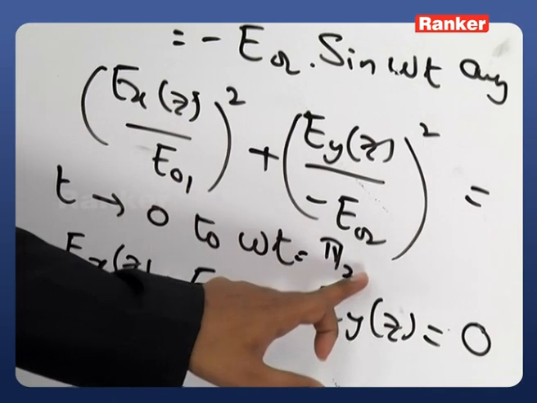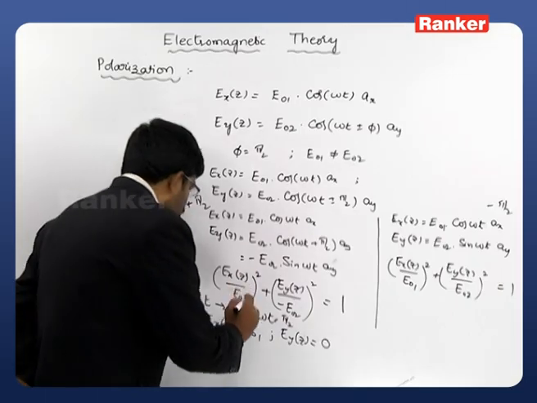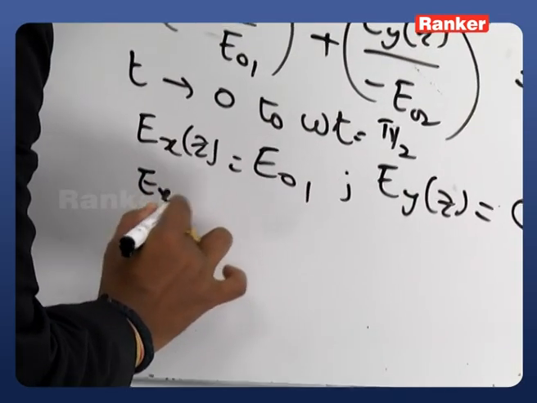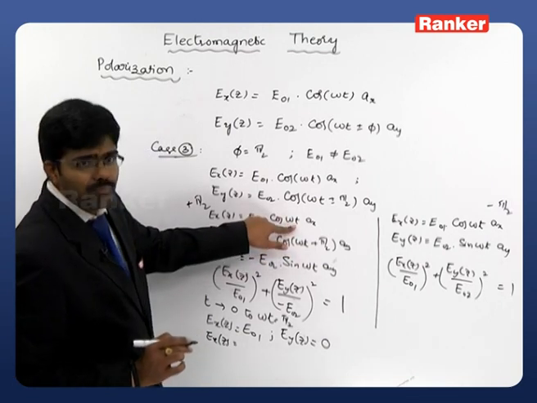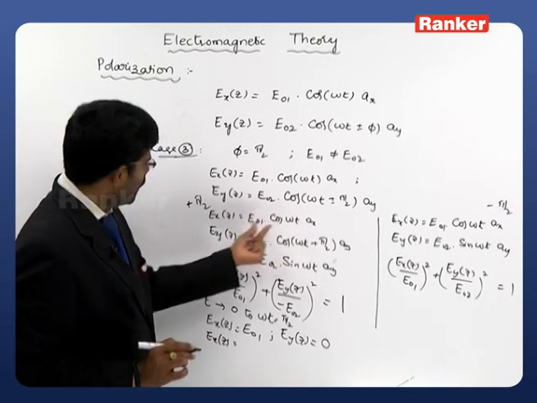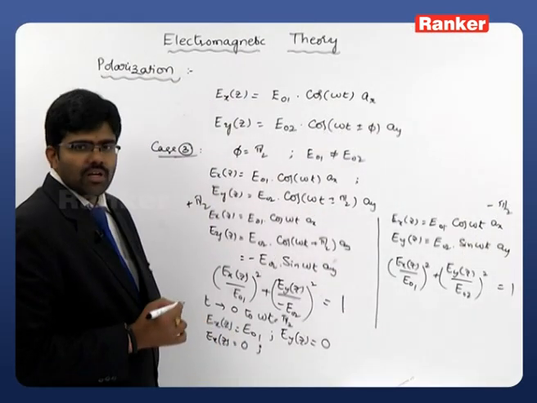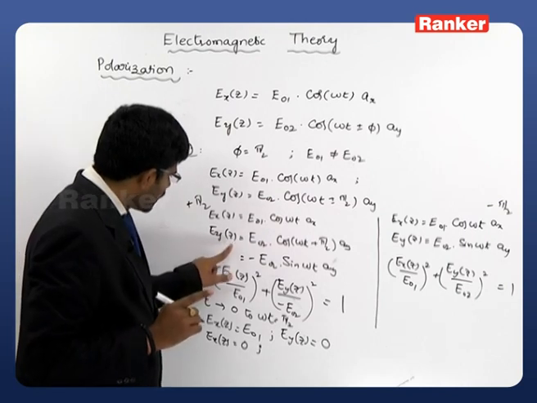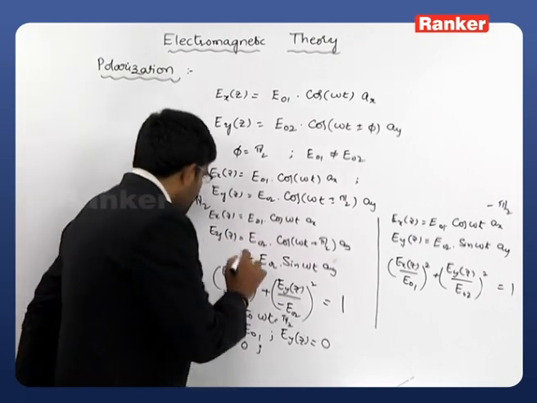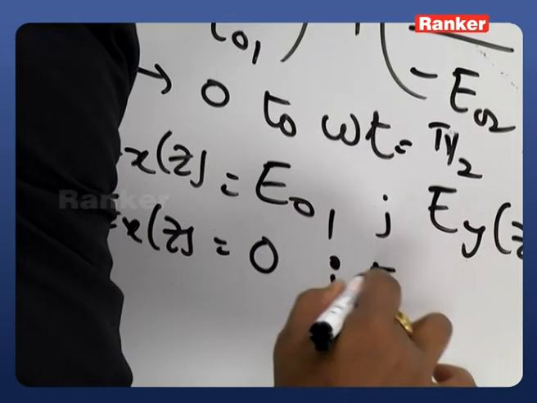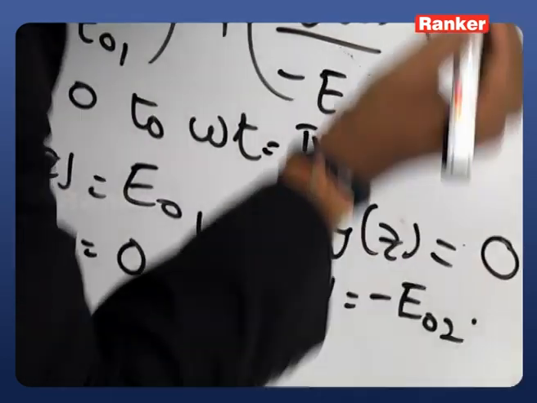So omega t equals pi by 2, I am substituting as the second one, right? That is the final time. So if I substitute pi by 2, what is the x component, that is Ex of z equals Ex of z, instead of omega t I am writing pi by 2, cos pi by 2 is 0. So simply Ex of z equals 0, that is what I am getting. At the same time I am substituting in Ey of z also. If you substitute omega t equals pi by 2, Ey of z equals minus E naught.